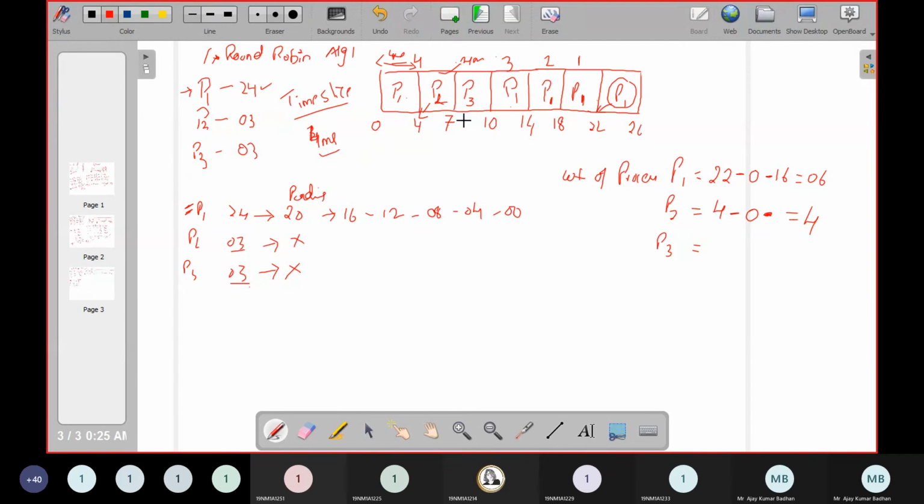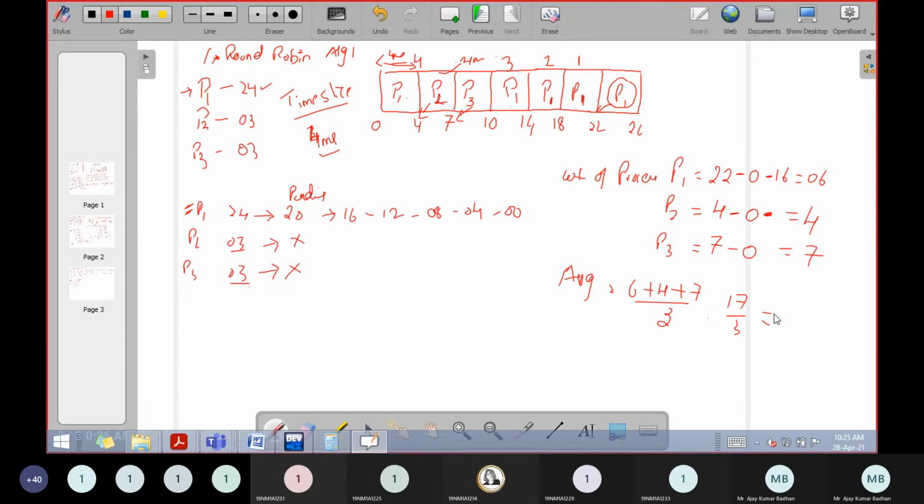And then coming to the process P3, left side, what do we have? 7. The arrival time is 0. Did it execute previously? No, this is the first time it executed. So 7 minus 0 is 7. So what is the average waiting time we have got here? 6 plus 4 plus 7 by 3. 17 by 3.